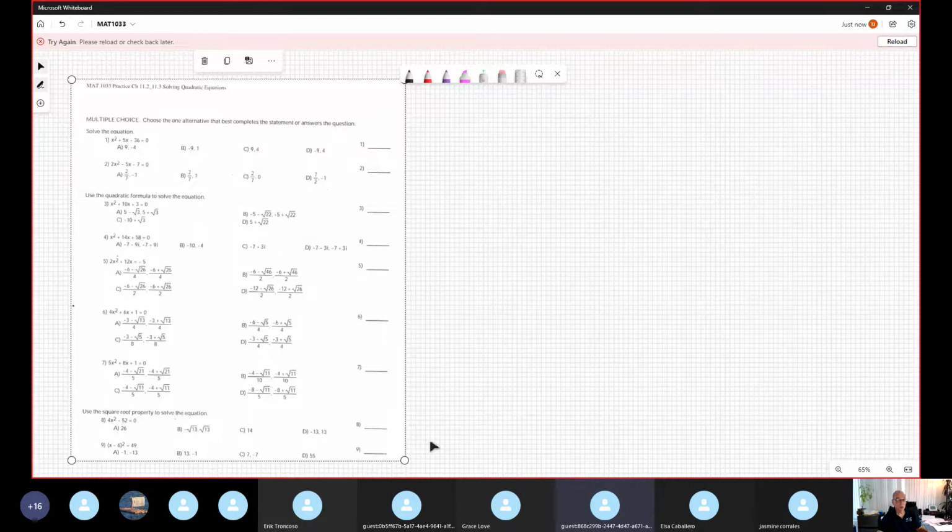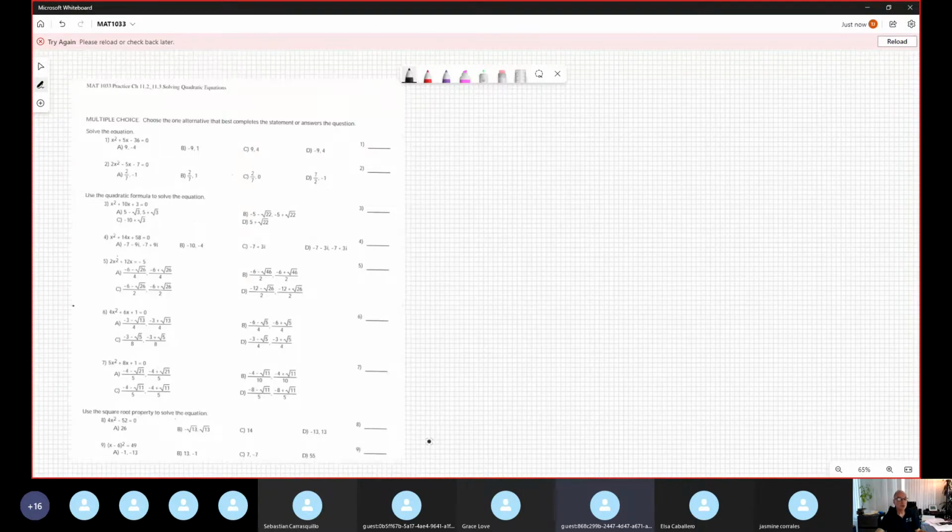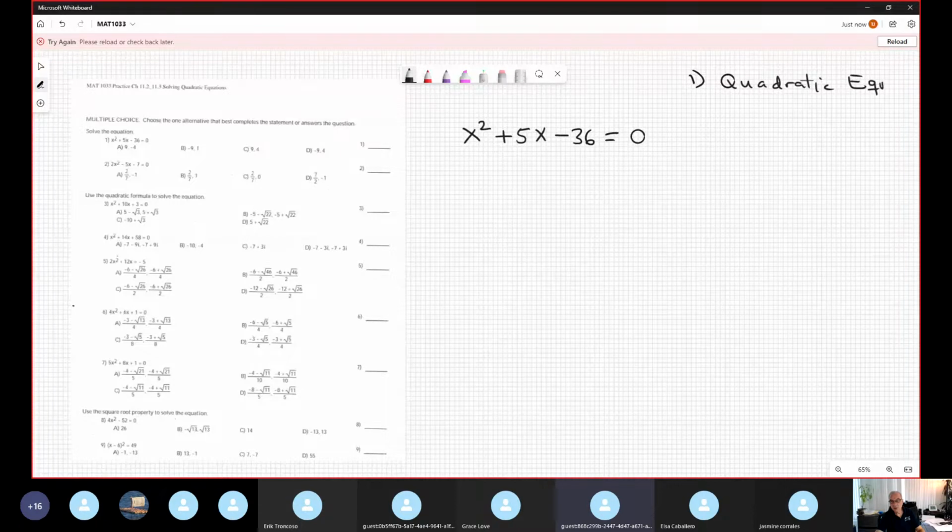Radical equations, no more. Now let's focus on the quadratic equation. Number 1 is x squared plus 5x minus 36 equals 0. So you identify, wow, it's a quadratic equation. Number one in your mind: quadratic equation. And the clue that gives me that information is this exponent 2.